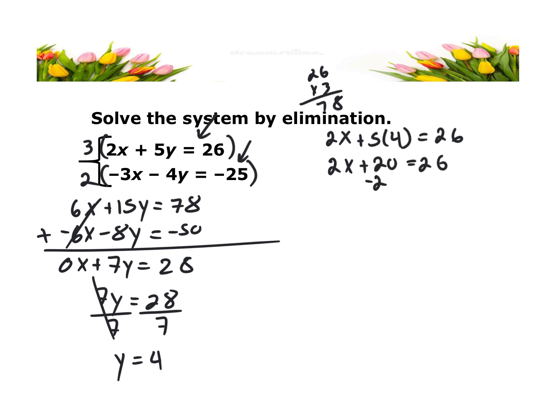I'll subtract 20 on both sides. And I'm left with 2x is equal to 6. I'll divide by 2 on both sides, and we get x is equal to 3. So we get our answer to be 3, 4.